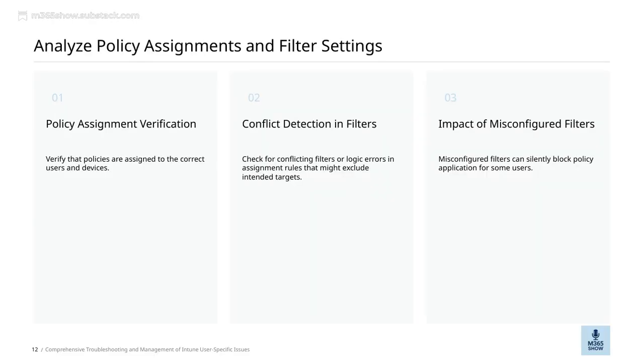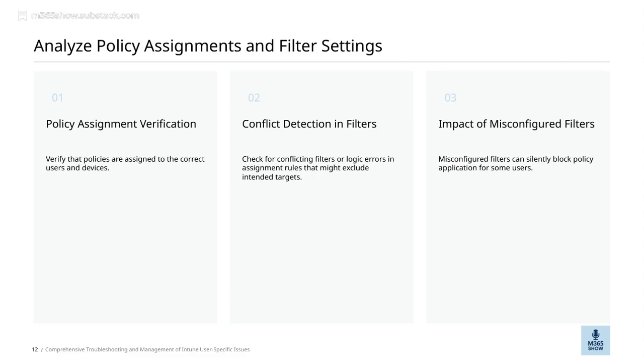Let's take a closer look at the impact of misconfigured filters. Sometimes, these filters can silently block policy application for certain users without any obvious error messages. That's why it's crucial to check for conflicting filters or logic errors within your assignment rules. These conflicts can unintentionally exclude the intended targets, causing issues that are hard to detect at first glance.